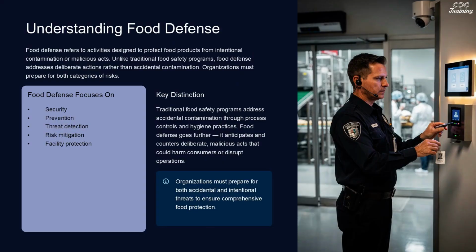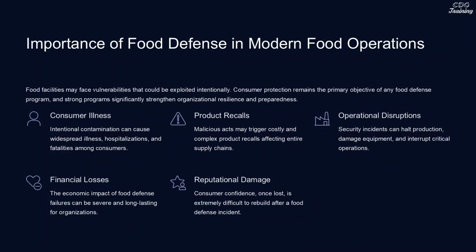Food defense involves strategies to protect food products from intentional contamination or malicious acts. Unlike traditional food safety programs, food defense addresses deliberate actions rather than accidental contamination. Organizations must prepare for both categories of risks. Food facilities may face vulnerabilities that could be exploited intentionally. Consumer protection remains the primary objective of any food defense program, and strong programs significantly strengthen organizational resilience and preparedness.